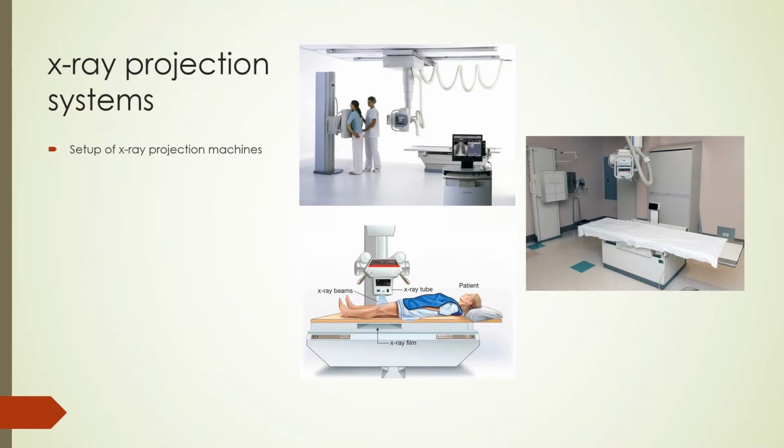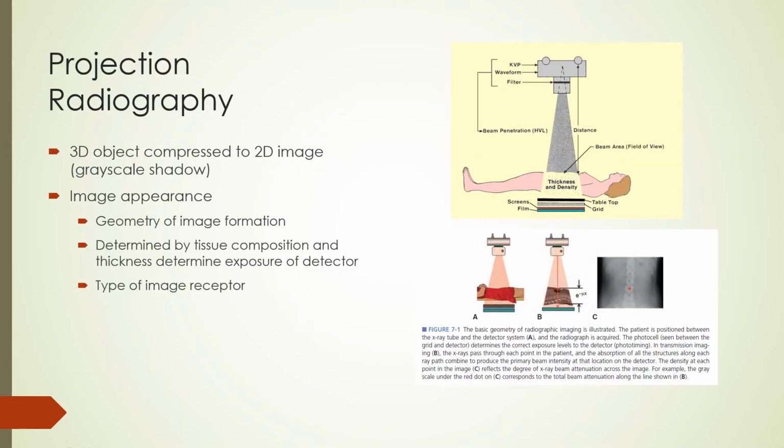Here are a few pictures of projection X-ray systems. On a broad scale, we shall be looking at three parts of a projection system: the X-ray beam as it exits the collimator, the patient, and then the image receptor or detector. In X-ray imaging, we are imaging a 3D object and displaying it in 2D. The appearance of the 2D image depends on various factors related to geometry and exposure at the image receptor.